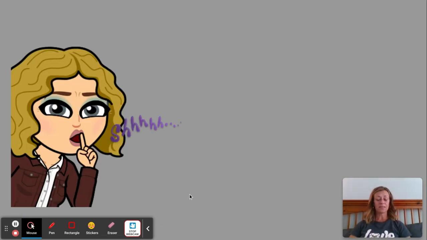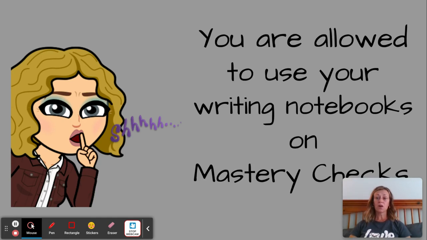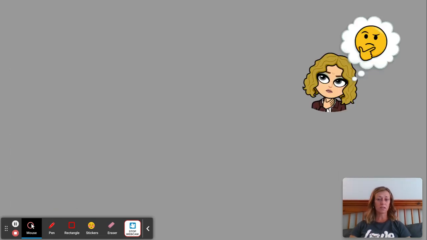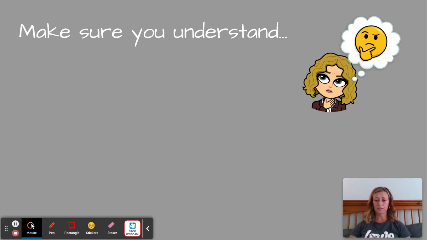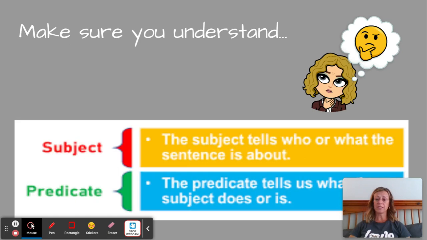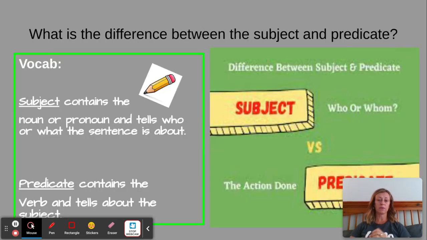So one thing, this is not really a secret, but you are allowed to use your writing notebooks, anything you write in them, on the mastery checks. And a mastery check, if you're not sure what that is, it's just like a quiz. So it's the way that I can make sure that you understand what it is that I've been teaching you. So today we're going to be learning about the subject and the predicate of a sentence. Basically, the subject contains a subject noun. It's the what or the who, what or whom the sentence is about. The predicate is where the action happens, and that usually has the verb.